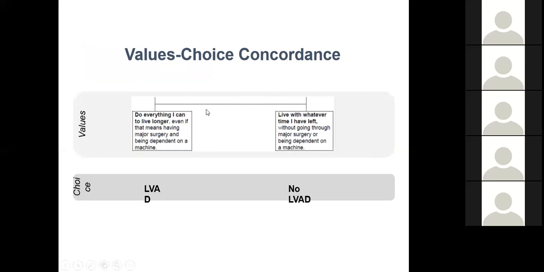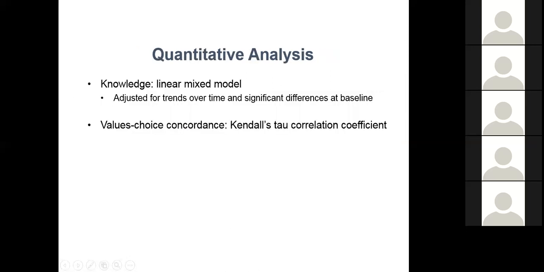The way we measured value concordance is we had a scale, and we said place an X on this scale. On one end is do everything I can to live longer, even if that means having major surgery and being dependent on a machine. Or live with whatever time I have left without going through major surgery or being dependent on a machine. If somebody puts an X down here and they end up getting an LVAD, that would be concordant. If somebody put an X down here and they end up not getting an LVAD, that would be concordant. And likewise, this would be discordant. That's how we measured that.